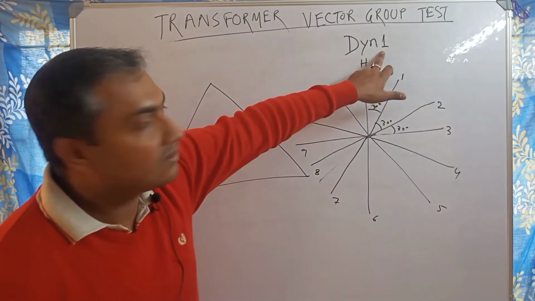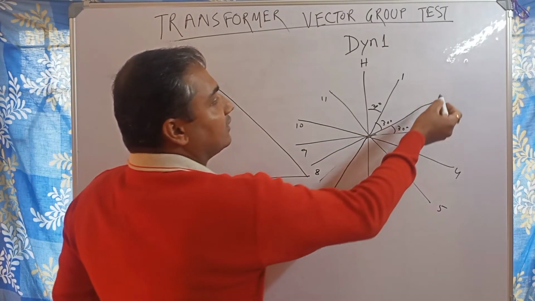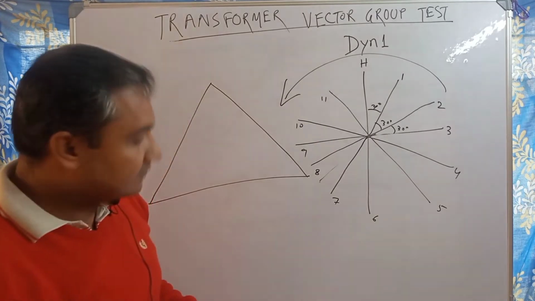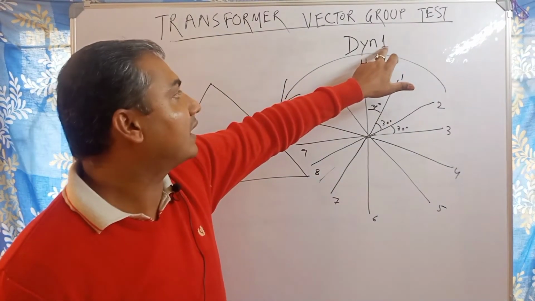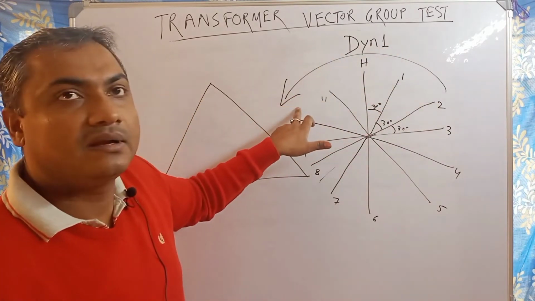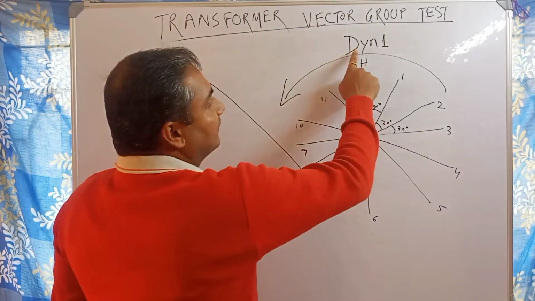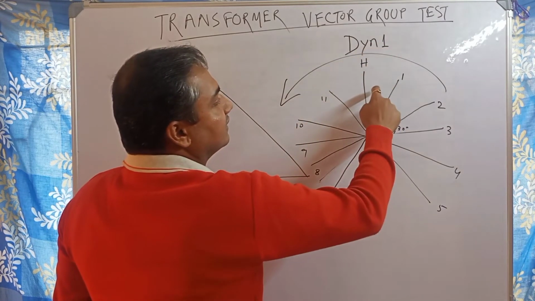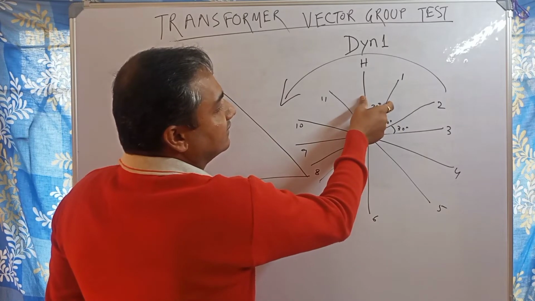Now Dyn1, meaning LV 1. When you consider it, you will have to calculate in the anti-clockwise direction. That is very important. When you calculate the vector group by this number, you have to go anti-clockwise. Primary is delta, secondary is star, neutral brought out, 1. 1 means 30 degrees phase difference between HT and LT.